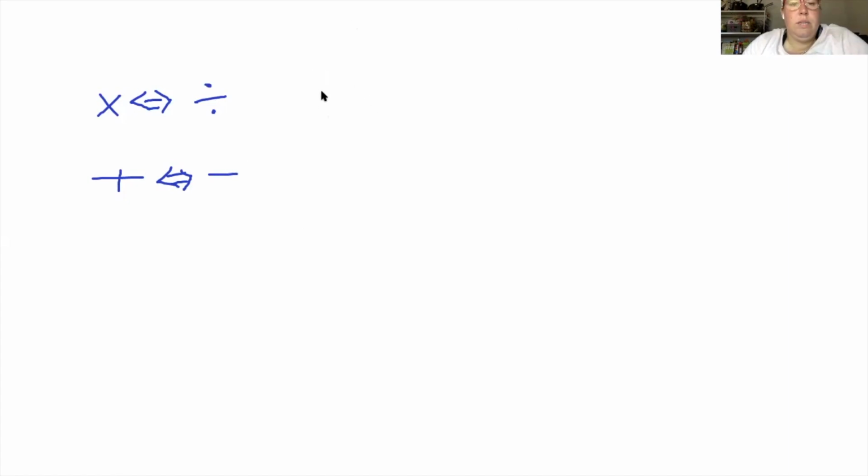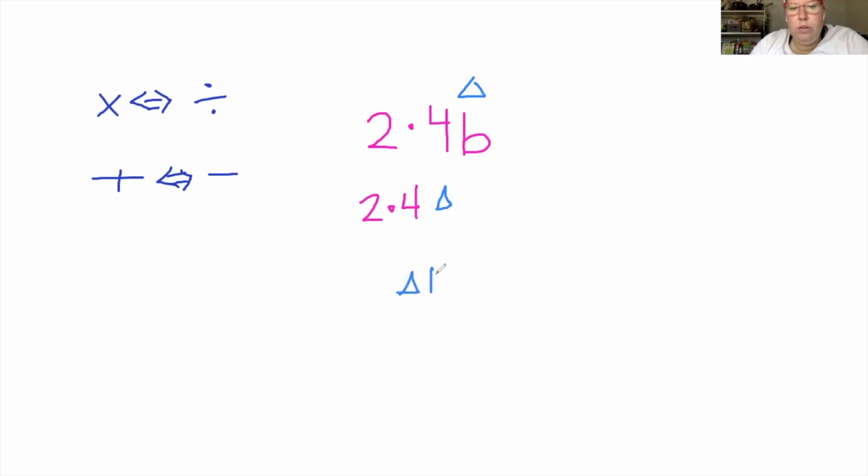So when you see 2 times 4b, we're not going to see that b as a b. We're going to see that as a pawn, just like the pawns that we've been using. 2 times 4 pawns. So what does 4 pawns look like? 1, 2, 3, 4.